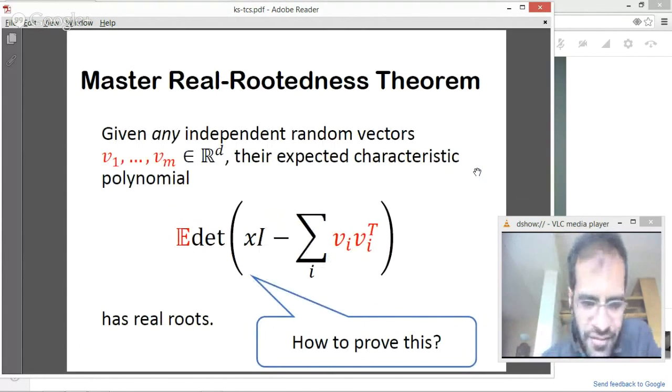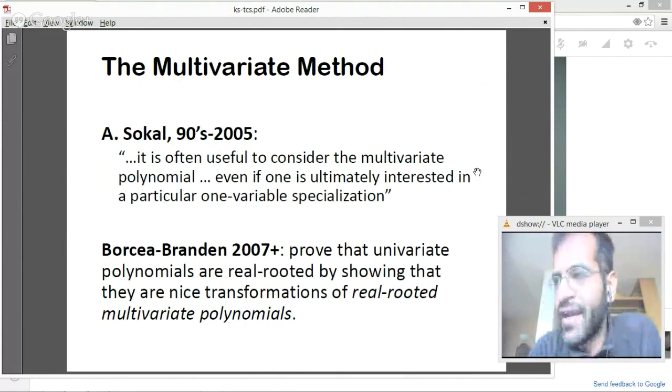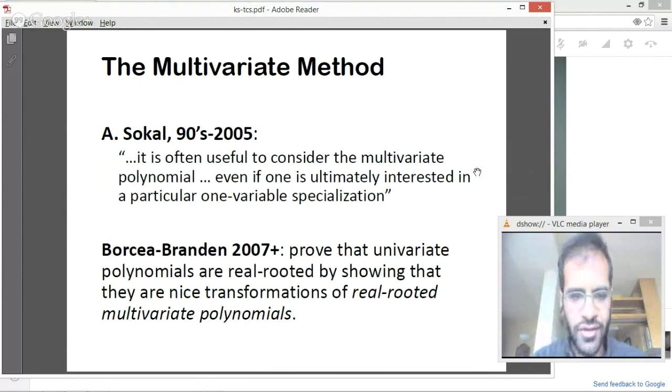I have this sum of 2 to the n polynomials. Each of them has real roots, but as we saw, adding polynomials does not preserve real roots. So how do I show that this has real roots? There's a philosophy about how to do this kind of thing, which has been developed for many decades, mainly starting in statistical physics: if you want to show that a univariate polynomial has real roots, you should not try to do it directly. Often when you want to study a univariate polynomial, it's beneficial to view it as a specialization or some kind of transformation of a multivariate polynomial, and then prove that the multivariate polynomial has real roots, which I'll define. And then use that to deduce that the univariate specialization also has real roots.